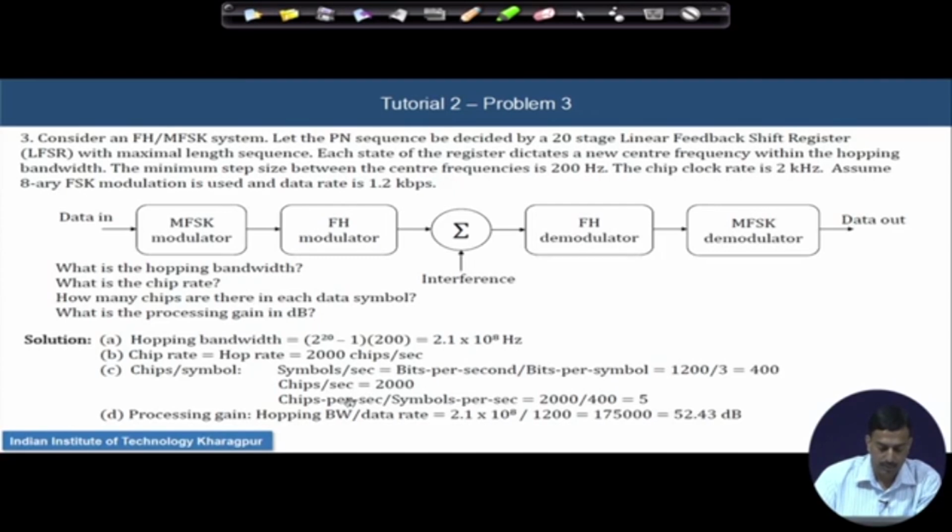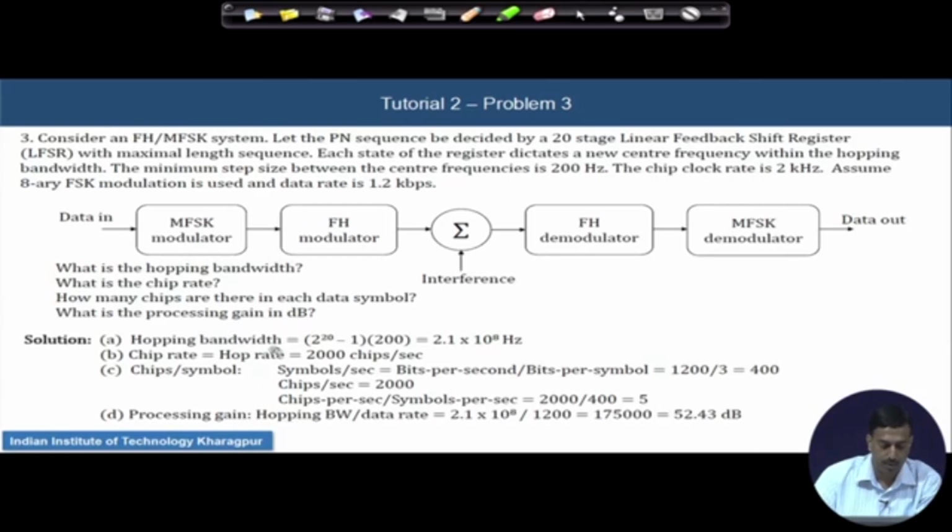So the number of chips per second divided by the number of symbols per second in this case will give you the number of chips per symbol. So that's nothing but 5. Finally, the processing gain in dB is asked.